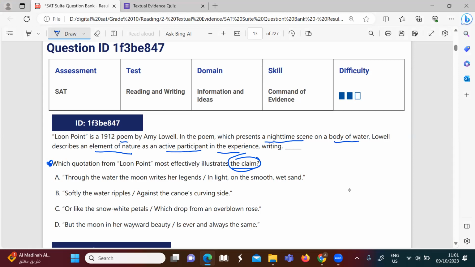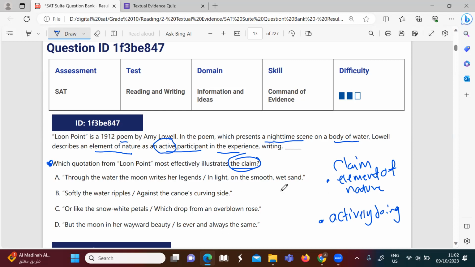Okay, pay attention to the adjective, please. So if I'm mapping it, the claim needs an element of nature. This is number one I want. And the second thing, this element of nature is actively doing something, participating in the experience. Pay attention to the adjectives. Let's go through the choices. Which one of them illustrates an element of nature, and this element of nature is actively doing something, actively participating in the experience? I'll start from D.